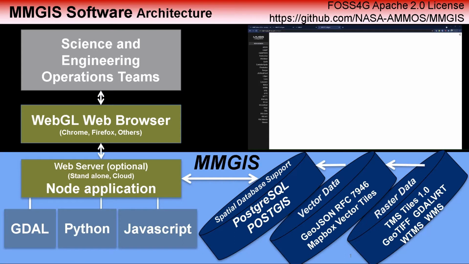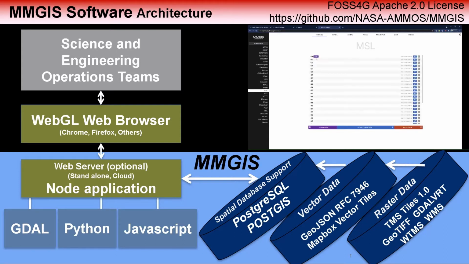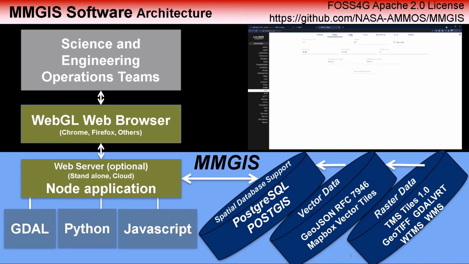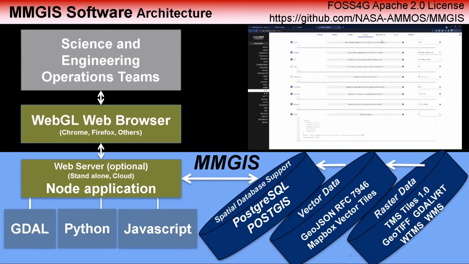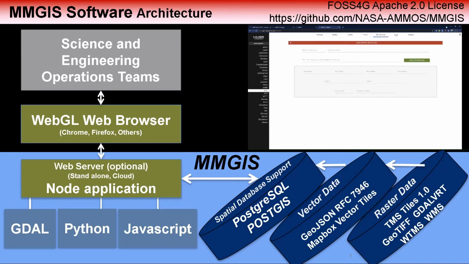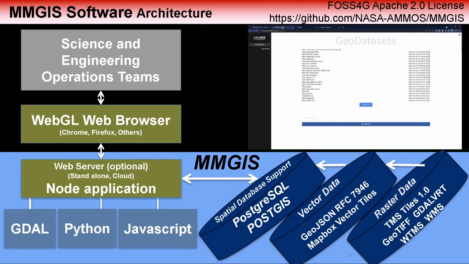So behind MMGIS, it is a web-based application. It is based on Node, and therefore uses a lot of JavaScript and CSS. We also use GDAL and Python in the back end, as well as full spatial database support, Postgres with the PostGIS extension. And we can either serve GeoJSON or map vector tiles directly out of there, or we can serve them as raw files themselves. These are the vector formats that we support.